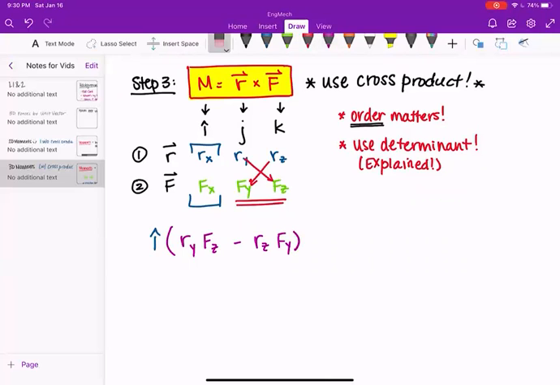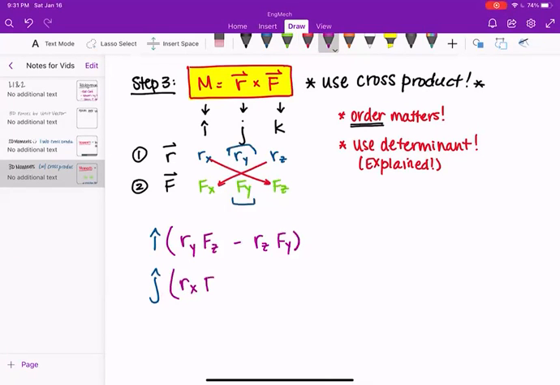Now, if I can erase all this without erasing everything else, that'd be great. Okay, cool. So for J, I'm going to ignore these components. So those come out of the problem. And then I'm going to do another X inside of the other remaining components. And then I just do that. So then it's Rx times Fz minus Rz times Fx.